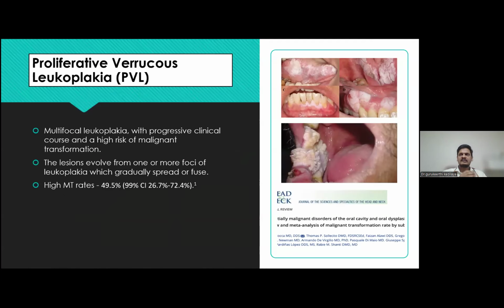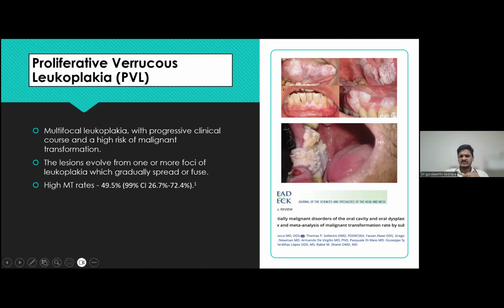Another type of leukoplakia is named proliferative verrucous leukoplakia, which has distinct features like multifocality and also has a higher risk of progressive clinical course and higher malignant transformation, up to 20 to 70%. These lesions evolve from one or more foci of leukoplakia, which gradually spread or fuse together.